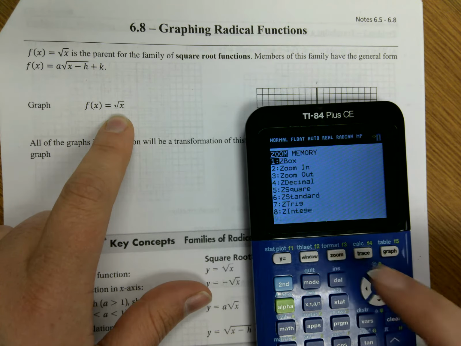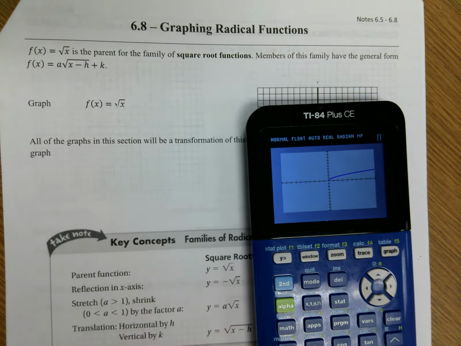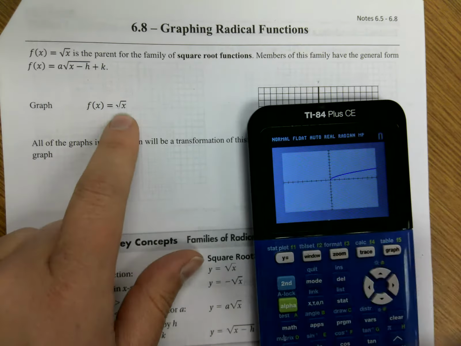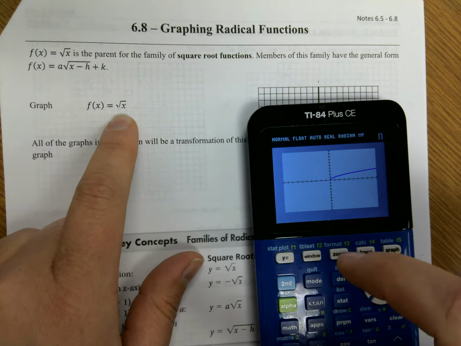I'm going to actually go to zoom and push 6. So I'm in that 10 by 10 grid. This is what my parent function looks like. Now there's a couple of things here. Why don't we have anything over here? Because we can't take the square root of a negative. So we're not ever going to have anything over here, right?